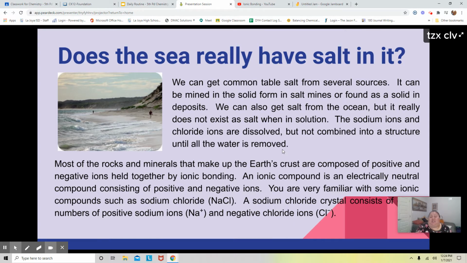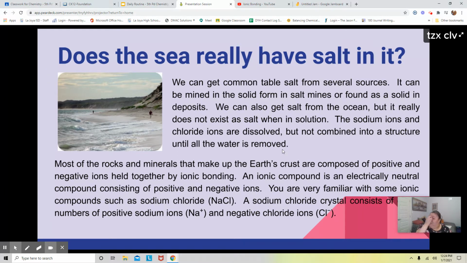So if you really want salt out of seawater, you're going to have to boil off or remove completely the water in the solution. Once you do that, then you'll get that salt ionic compound back. And most rocks and minerals that make up the Earth's crust are composed of positive and negative ions that are held together by ionic bonding.